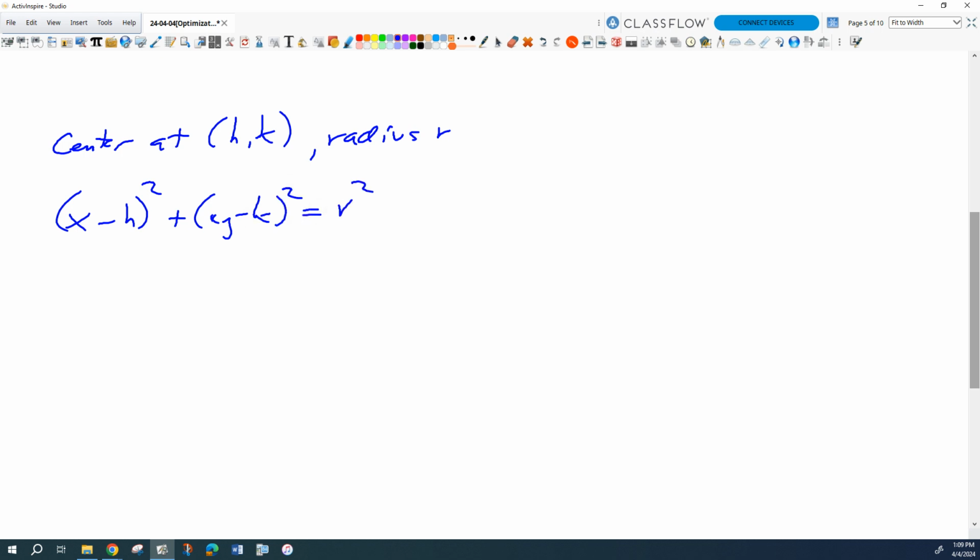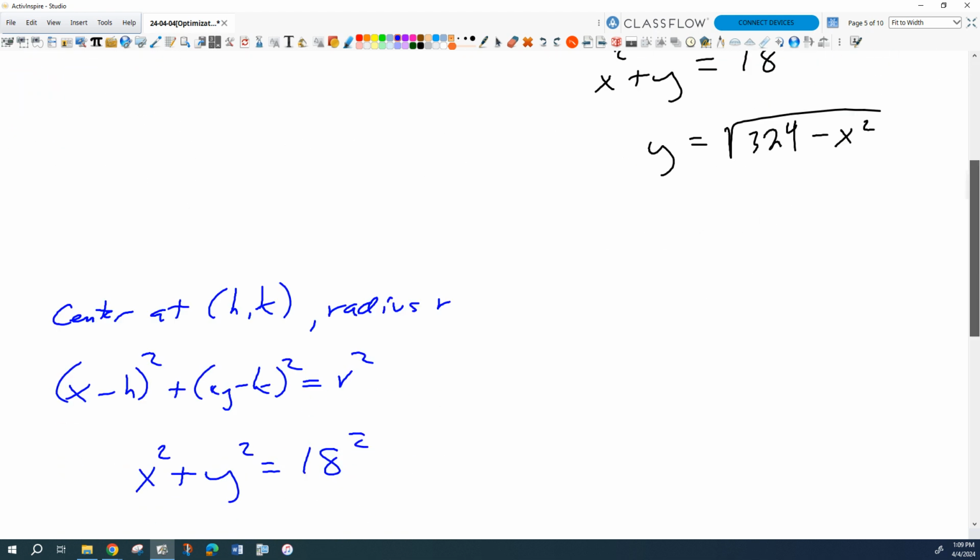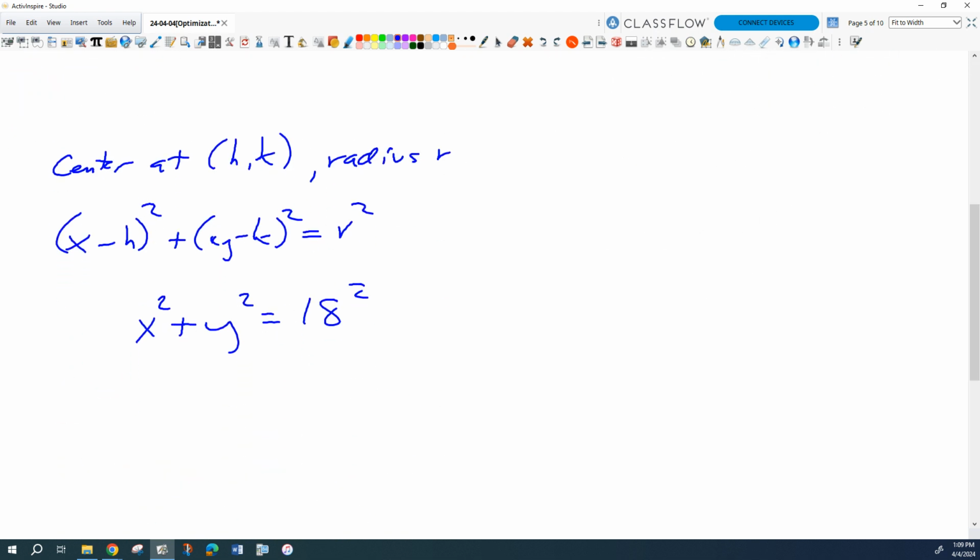Well, our center is at (0, 0), so it makes it easy, right? And our radius is 18. So the equation of our circle is x squared plus y squared equals 18 squared, right? That's the equation of our circle, but we only want the top half of that circle. That makes sense? So really all we're doing here is just solving for y.